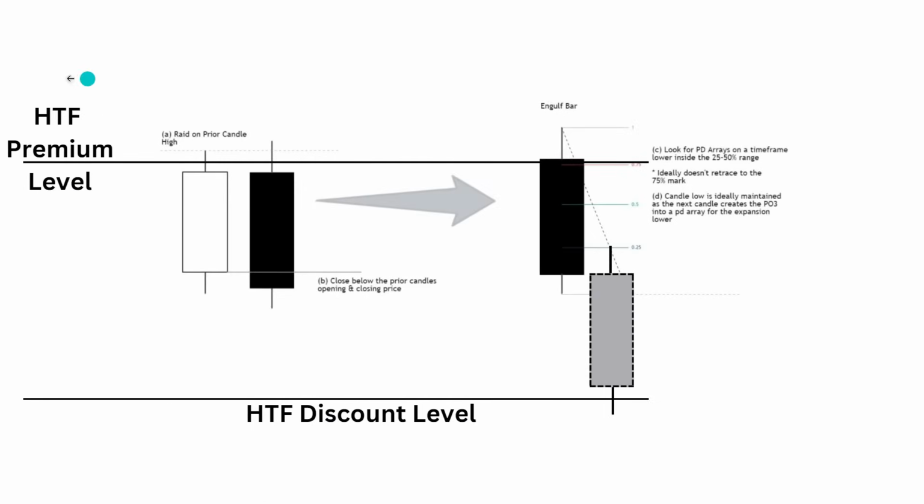So let's just say we're at a higher time frame premium level. This premium level could be anything. It could be a fair value gap. It could be a higher time frame liquidity pool. It could be whatever the case may be. The thing is this: when we identify a potential higher time frame premium level, we want to identify our ranges, so a premium range and a discount level.